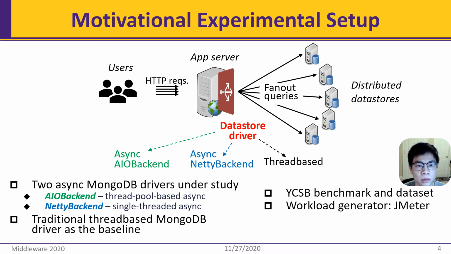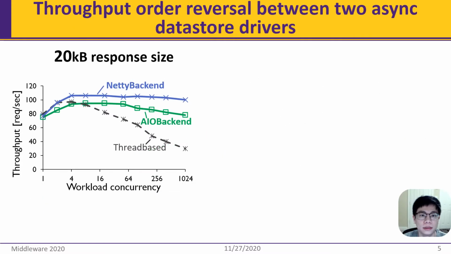We use the YCSB benchmark and dataset. The workload generator is JMeter. The figure shows the throughput of the server with three different MongoDB drivers when the response size is large, like 20 KB. The performance of the thread-based driver degrades dramatically at high workload concurrency.